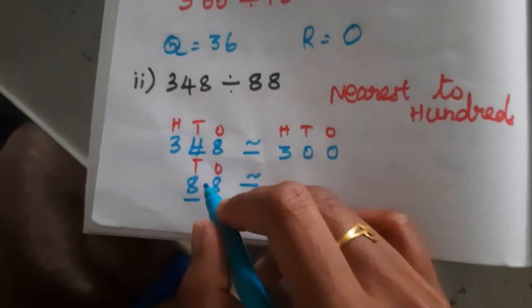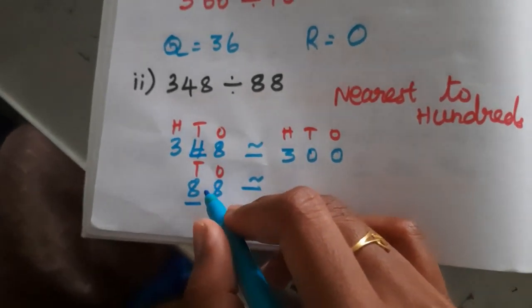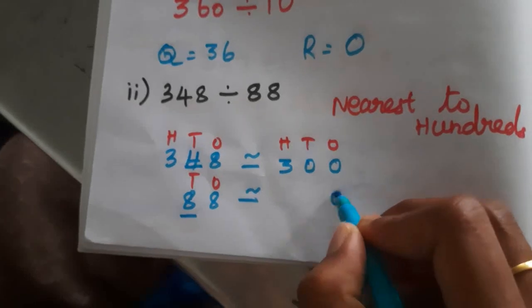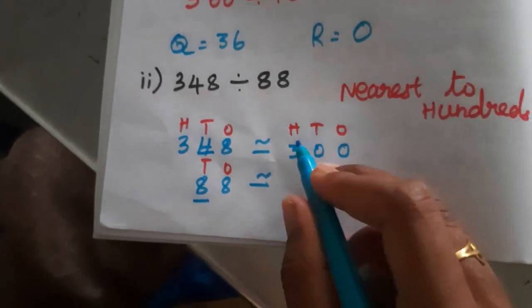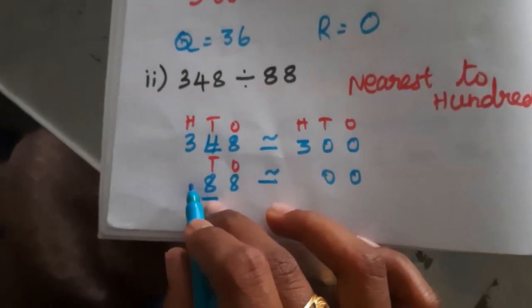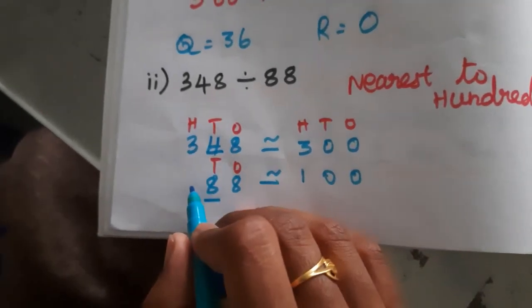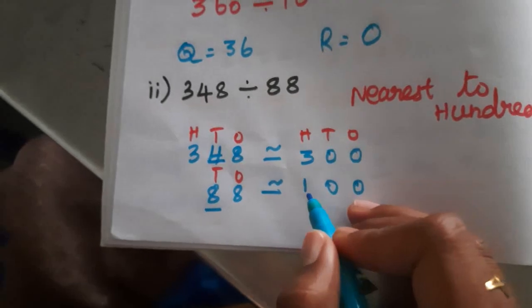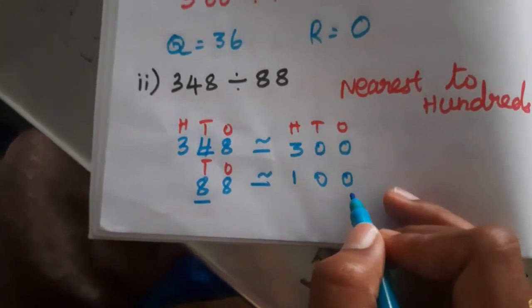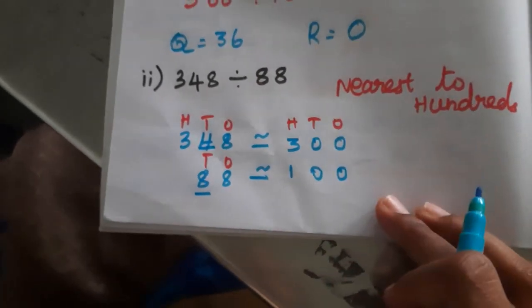In case the tens place is more than 5, what we have to do? Put 0 in tens and ones place, add 1 in hundreds place. Here the hundreds place is not there. So first we have to write the 0. Just consider it's a 0. 1 plus 0 is 1. Okay, the answer is 100. Okay, now we understood? Yes.